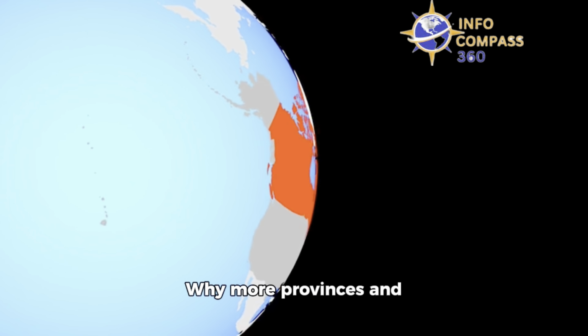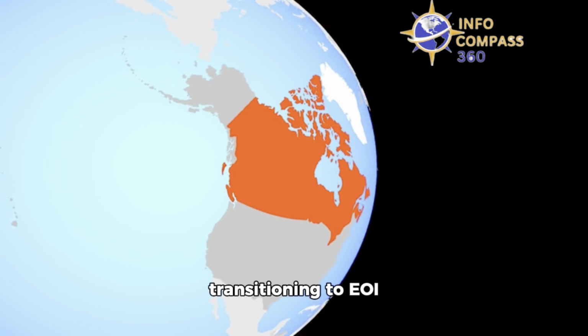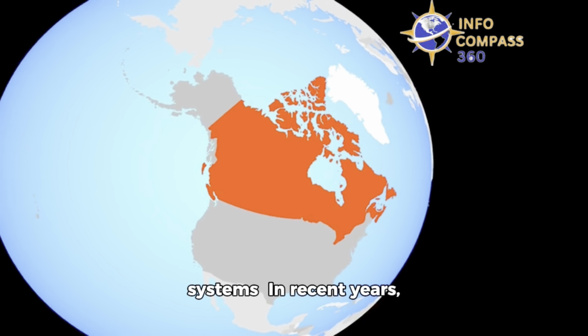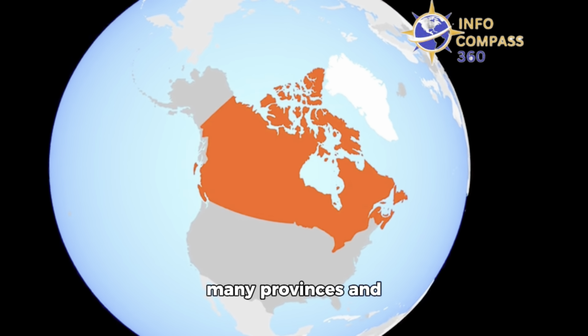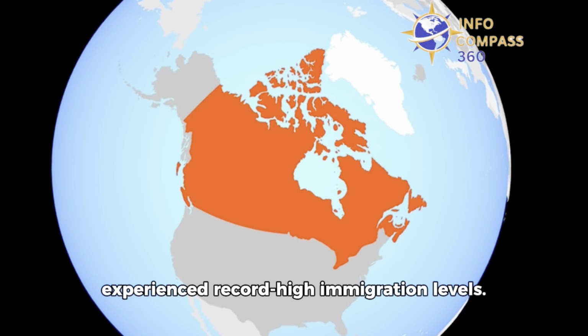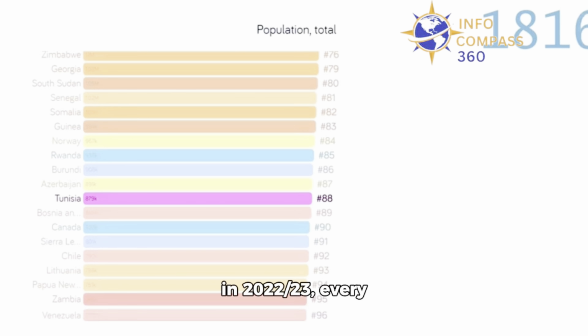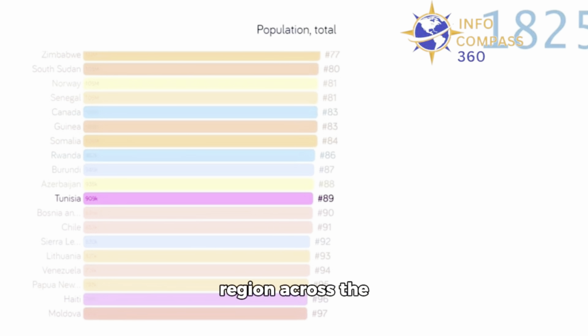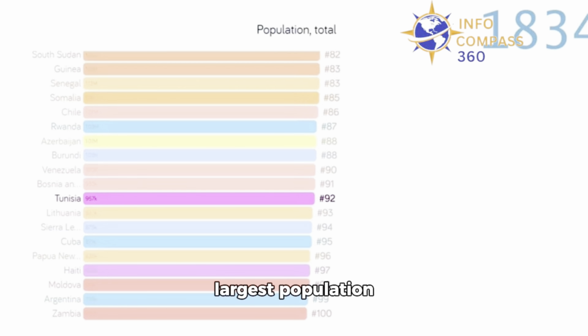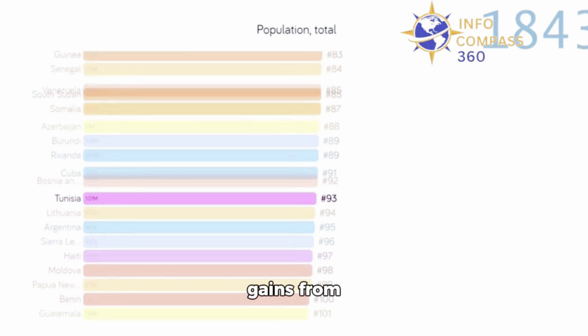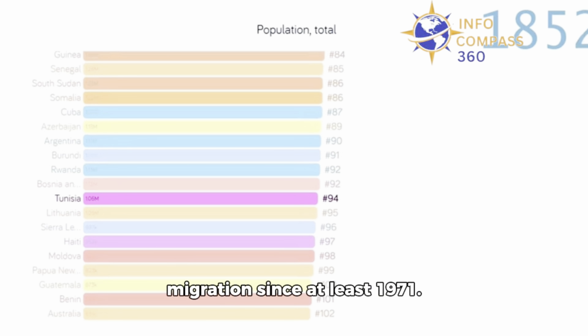Why are more provinces and territories transitioning to EOI systems in recent years? Many provinces and territories in Canada have experienced record-high immigration levels. According to Statistics Canada, in 2022-23, every region across the country saw the largest population gains from international migration since at least 1971.